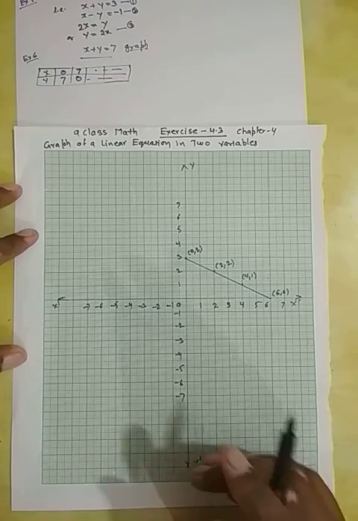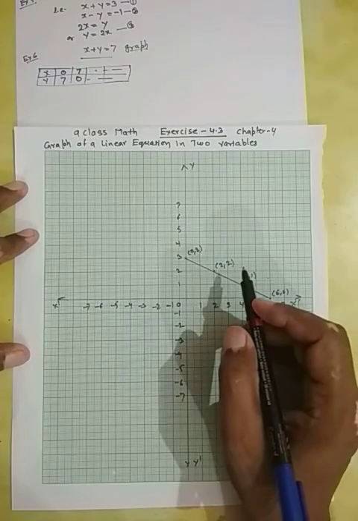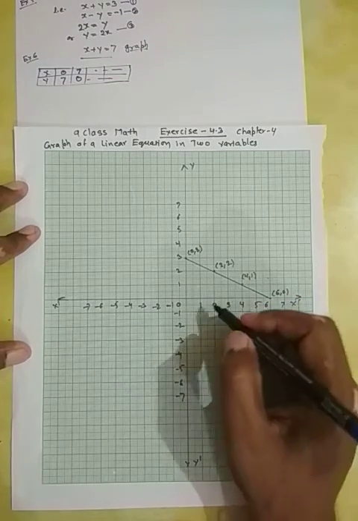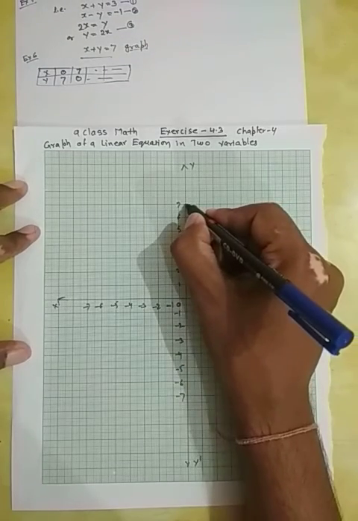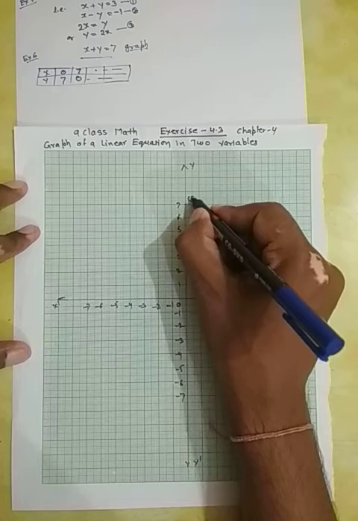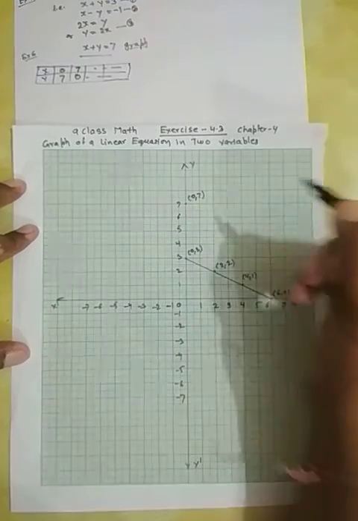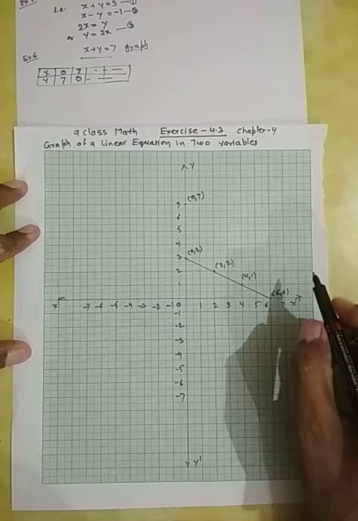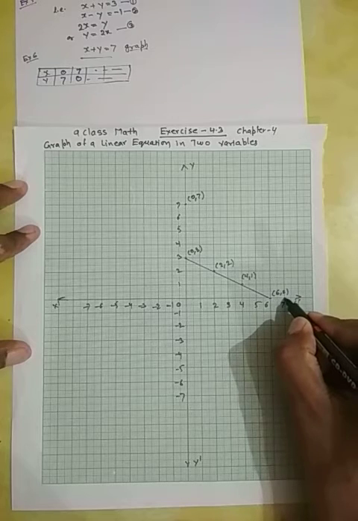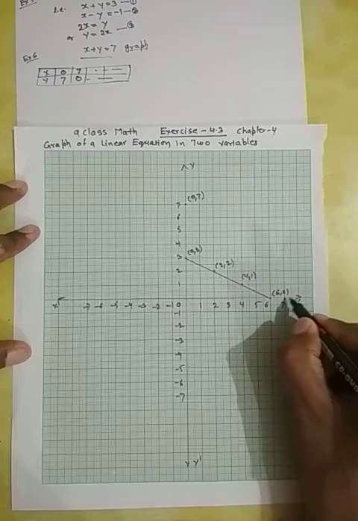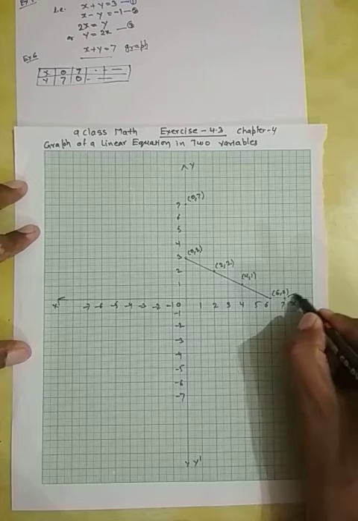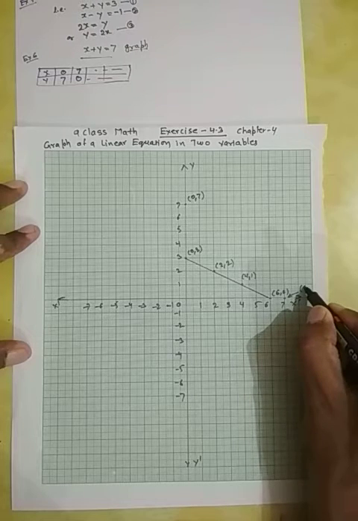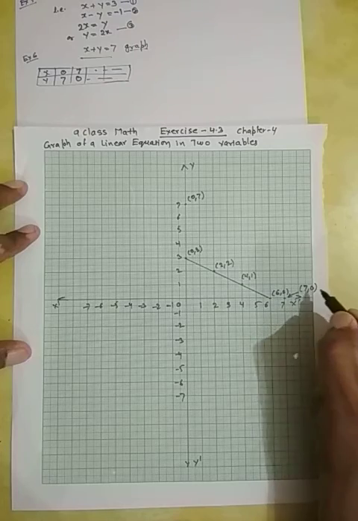Then क्या दिया है? The coordinate solution is given x equal to 0, then y equal to 7. First solution is this, x equal to 0, then y equal to 7. Second solution, x equal to 7 and y equal to 0. This is the solution.